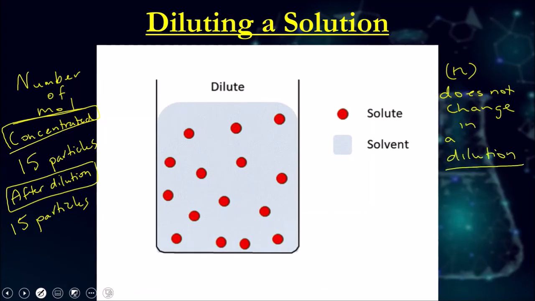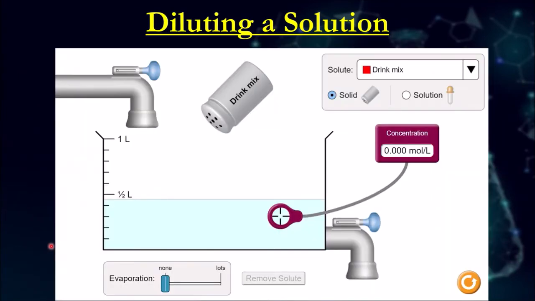Okay, so the value for n doesn't actually change, and that actually becomes really important when we're trying to perform our calculations, as it makes life a lot easier for us, because we're not trying to calculate a new number of moles.